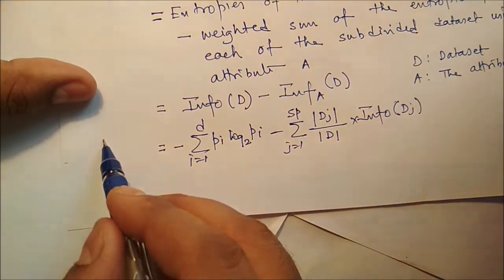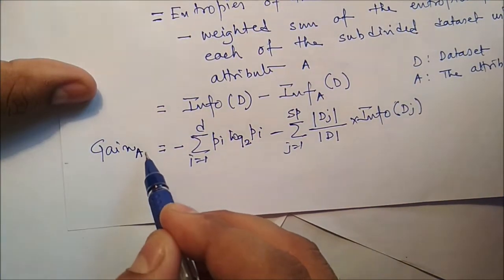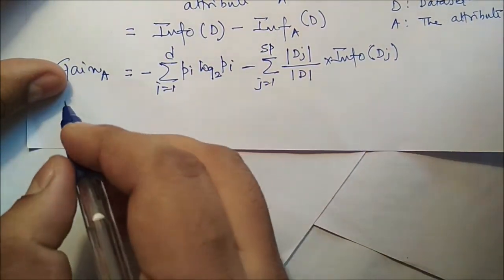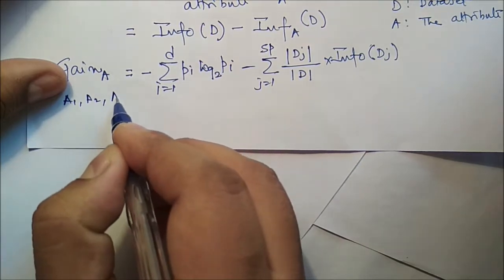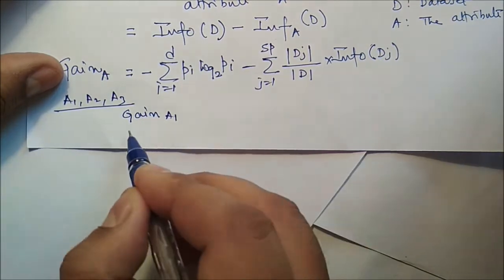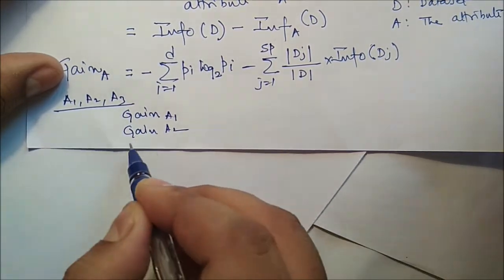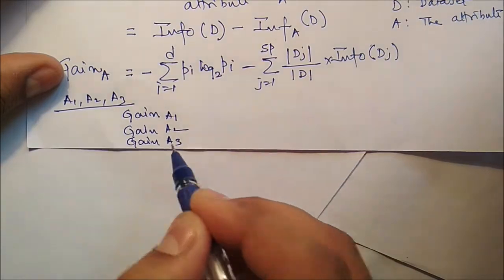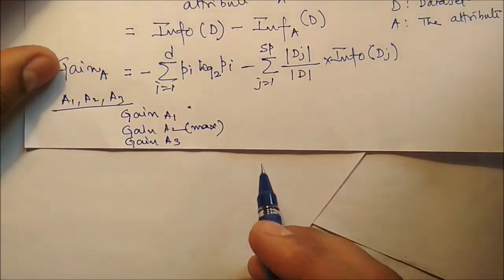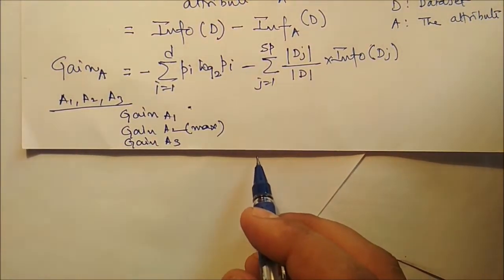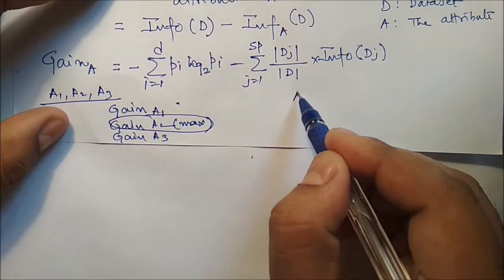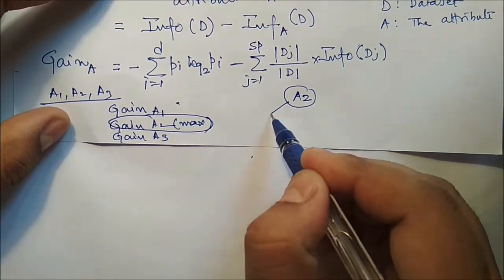Okay, so this is our gain for attribute A. And how do we use this information? Say we have three attributes, A1, A2 and A3. We have to identify the gain for A1, the gain for A2 and the gain for A3. Suppose A2 is the maximum value. So select the attribute Ai with the highest gain, identify the maximum one and use it as the splitting criterion. So you start the tree using A2 and then go further.